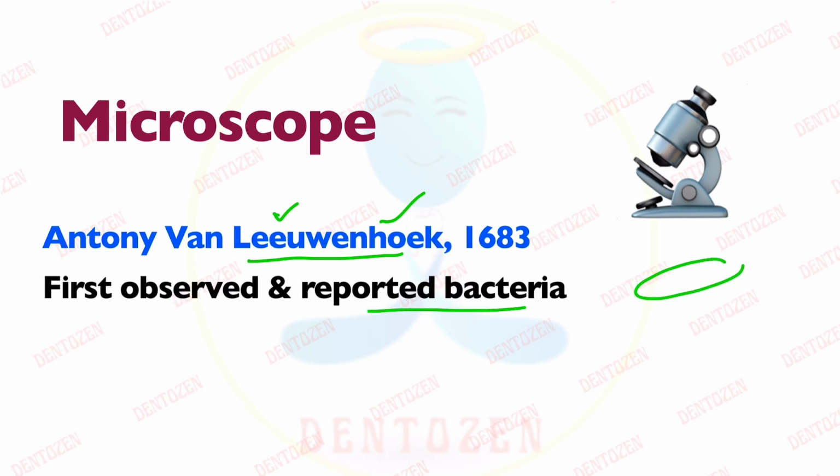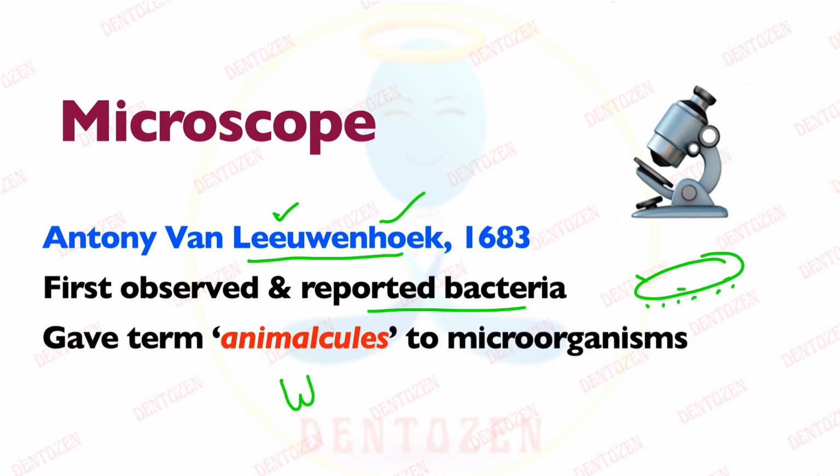He had an interesting hobby of grinding lenses and seeing different materials through them. He also gave them a special name. He called them little animalcules. So those can be your important entrance and viva questions. Who first observed and reported bacteria and what term was given?